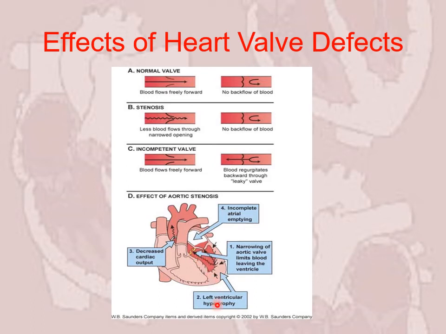And so you have left ventricular hypertrophy. The ventricle enlarges because it doesn't empty completely, and this decreases cardiac output, and also it backs up over time where you don't get complete atrial emptying into the aorta because it's not being emptied itself. So that's the effect of aortic stenosis.